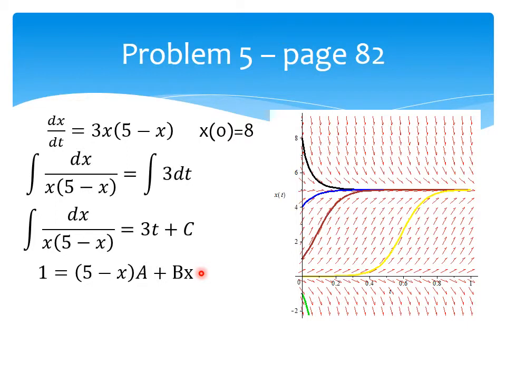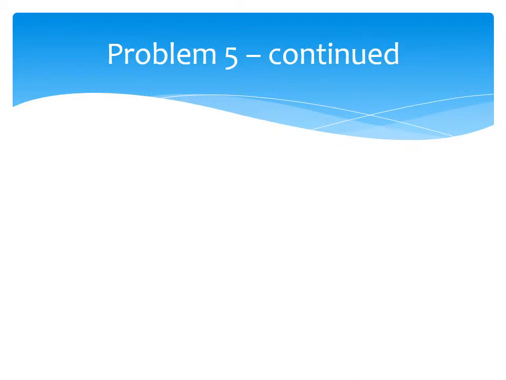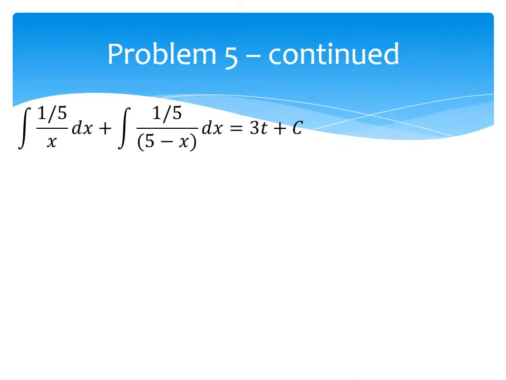So from this, I get 2 equations. I get 1 equals 5 times a, so a has to equal 1/5. And the other one I get is minus a plus b has to equal 0, so a has to equal b. And so a and b are equal. So if I convert my integral up here using partial fractions, I get these integrals down here, and now I can solve.